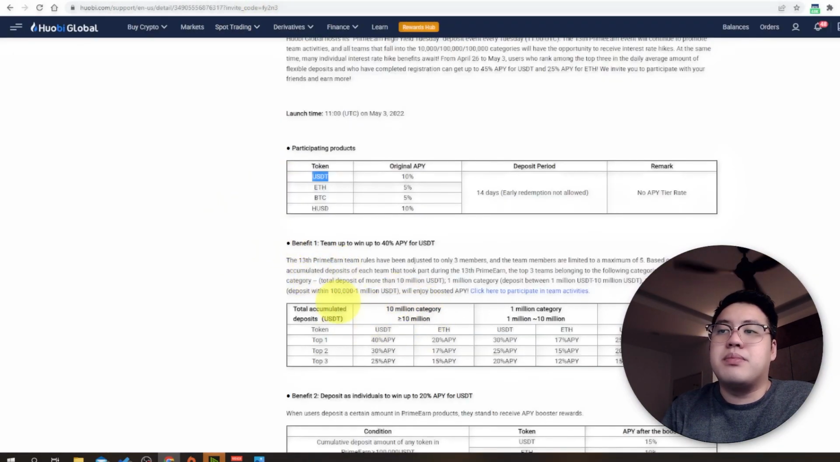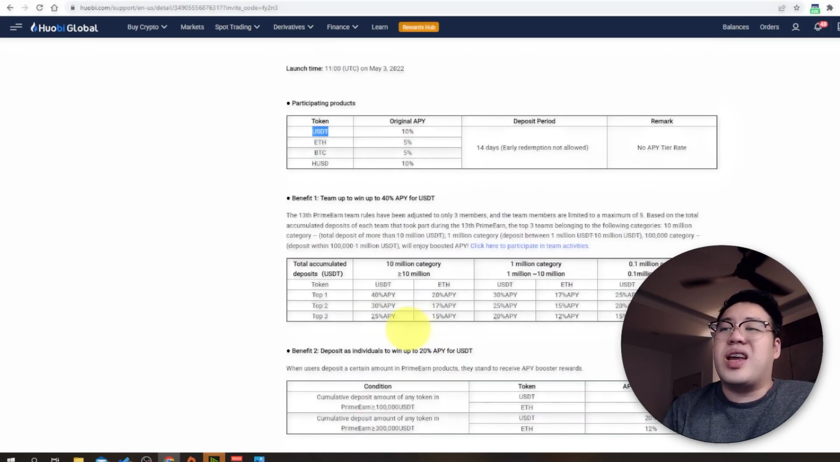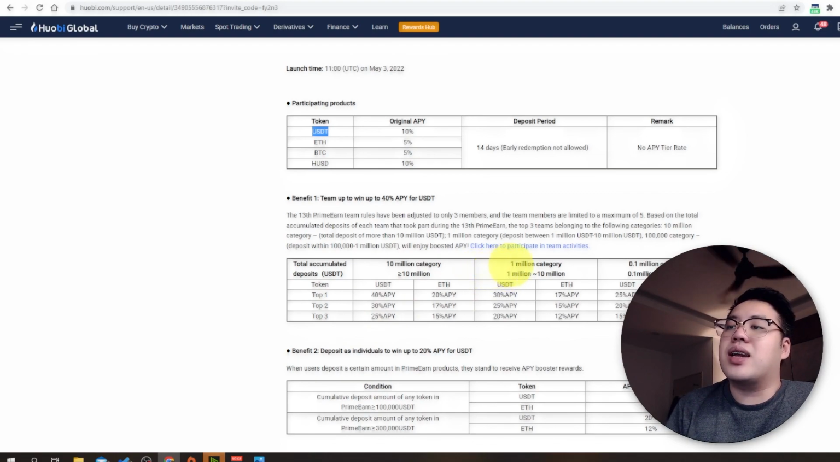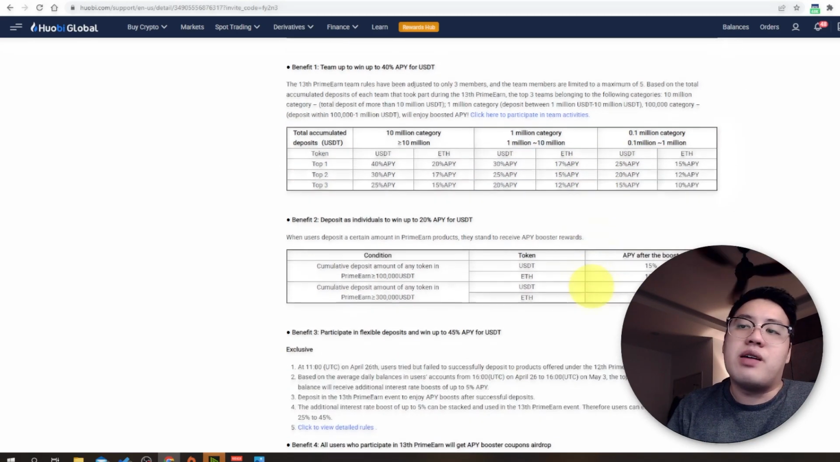If you have team members, 3 of you, who come up with a 10 million fixed deposit, then you'll get 40% APY. If you get more than that, of course better, because it's top 1, top 2, top 3. And same goes with if you have a category of 1 million, you can get up to 30%, and 0.1, which is 100,000, is up to 25%.